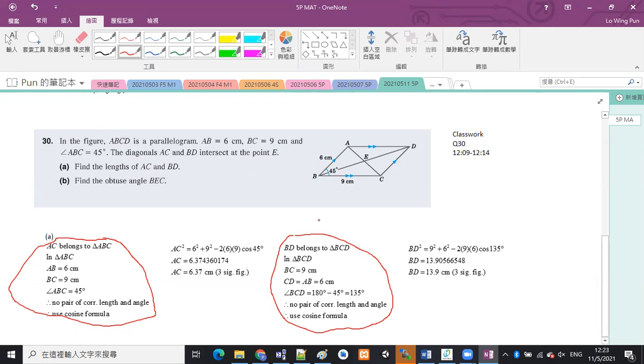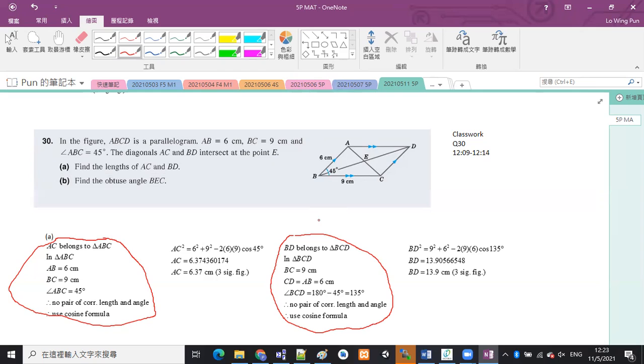How about part B? Find the obtuse angle BEC. What is my first question? To find angle BEC. What's my first question? Let's finish this. I don't want to do it again tomorrow. I want to find this angle. So first, which triangle does it belong to? It's very obvious. To find angle BEC, angle BEC belongs to triangle BEC. Is that okay? And then what information do we have for triangle BEC?